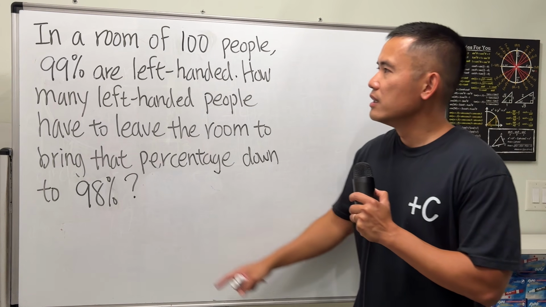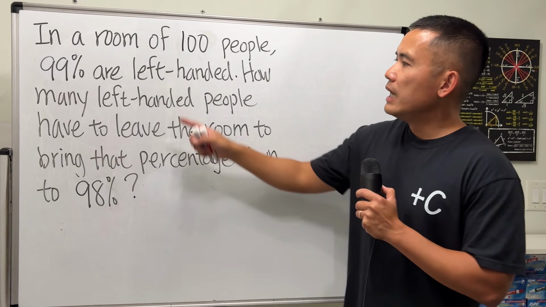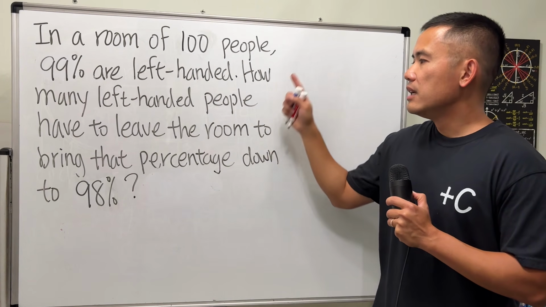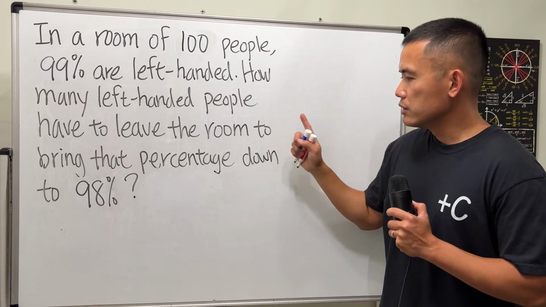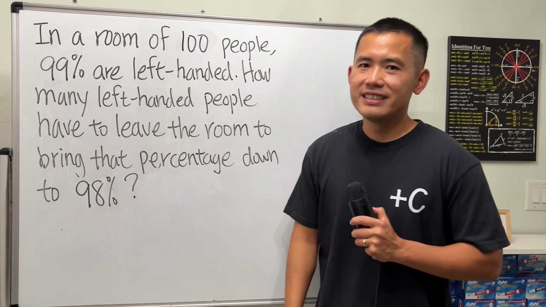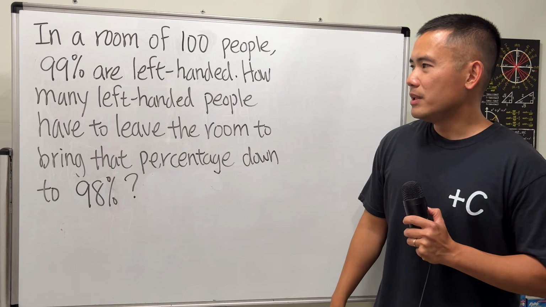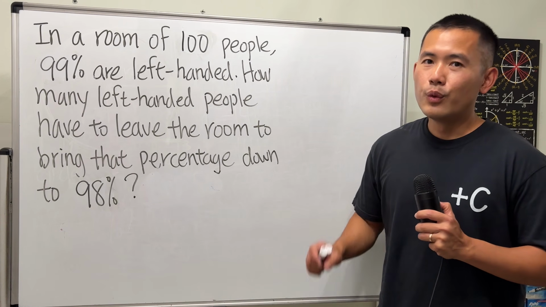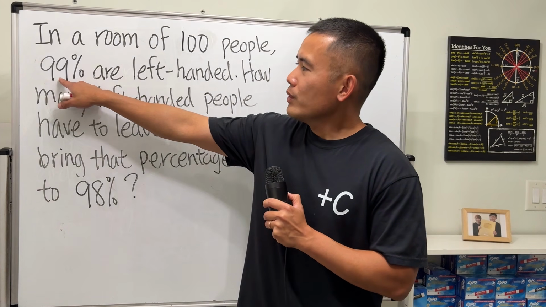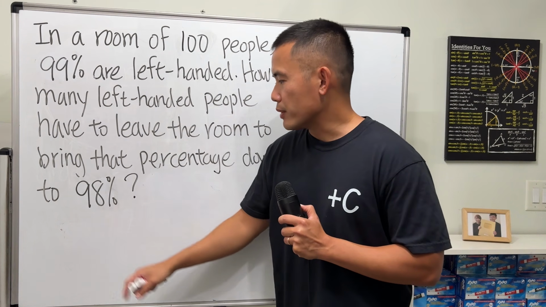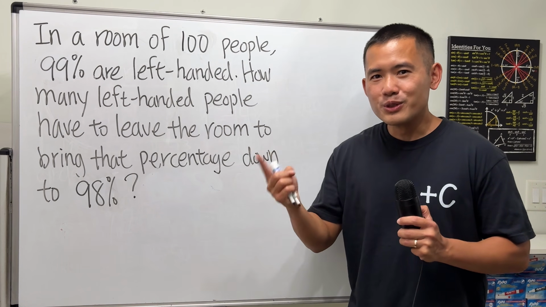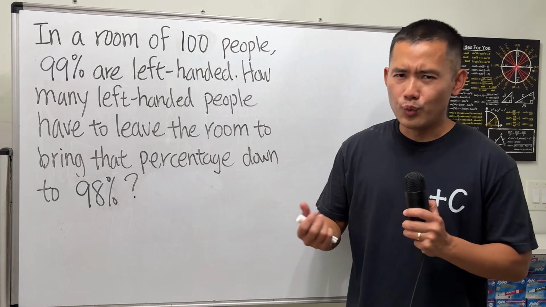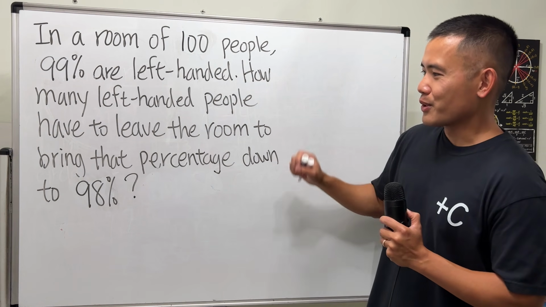Let's review real quick. In a room of 100 people, 99% are left-handed. How many left-handed people have to leave the room to bring that percentage down to 98%? I think this is tricky because of a few reasons. One, we want to go from 99% to 98%, which is a difference of 1%. And interestingly enough, this also fits the name of the TV show 1% Club. But I think it's just a coincidence.